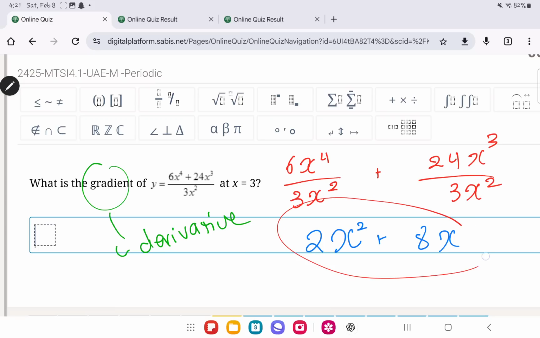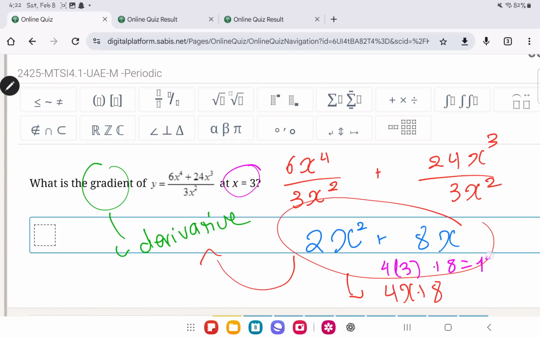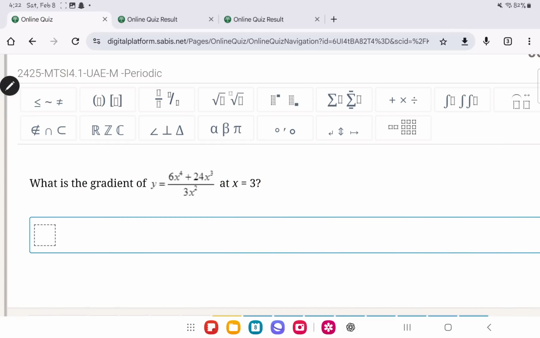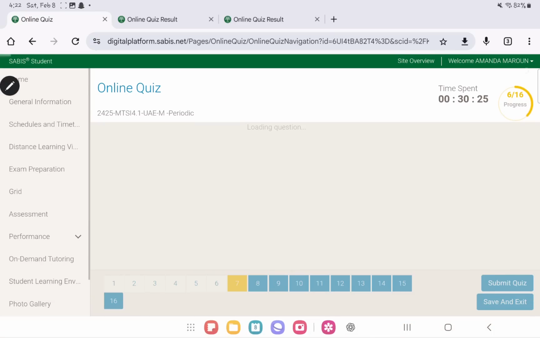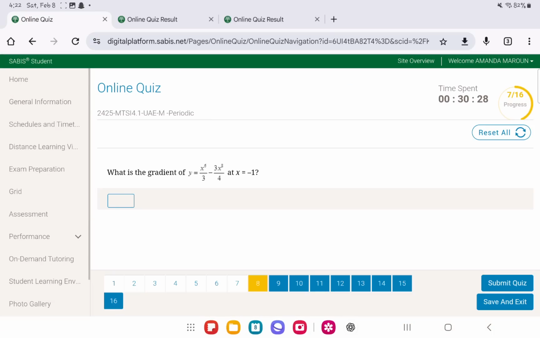Now that we have it in simplest form, we have to find the derivative. So let us find the derivative. Finding the derivative, you are going to get 4x plus 8, okay? And now we have x is 3, so we substitute 3 instead of x. So 4 times 3 plus 8, so 12 plus 8, and this will give us a slope or gradient of 20. And that is pretty much it. Moving on to question number 8.